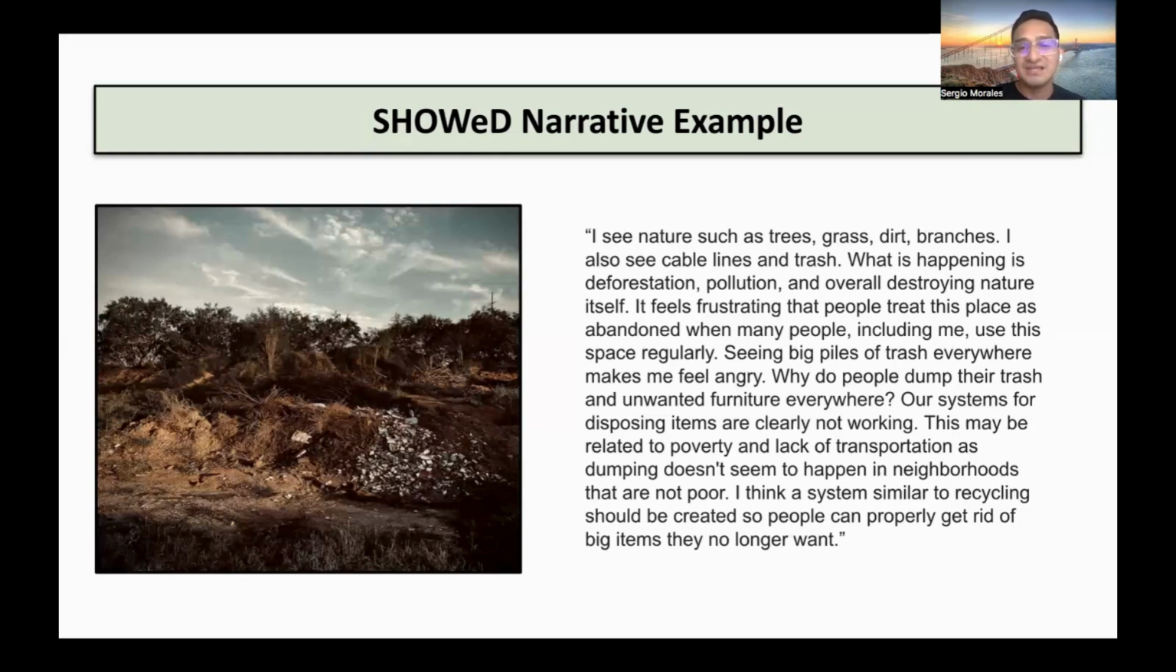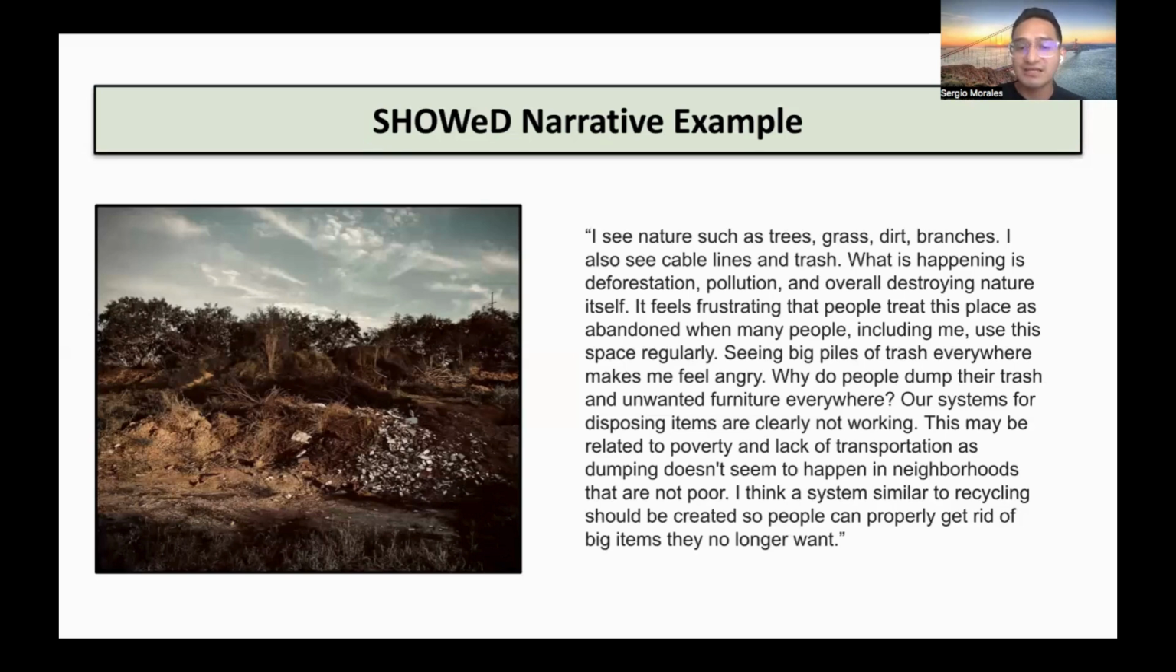Quote, I see nature such as trees, grass, dirt, and branches. I also see cable lines and trash. What is happening is deforestation, pollution, and overall destroying nature itself. It feels frustrating that people treat this place as abandoned when many people, including me, use this space regularly. Seeing big piles of trash everywhere makes me feel angry.